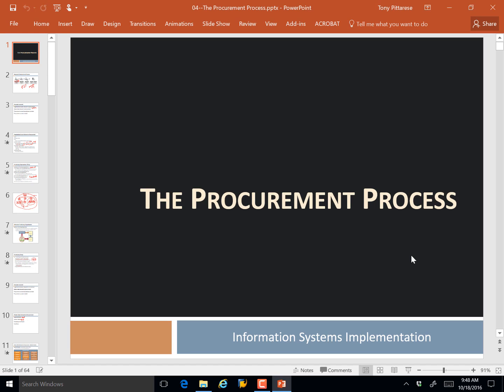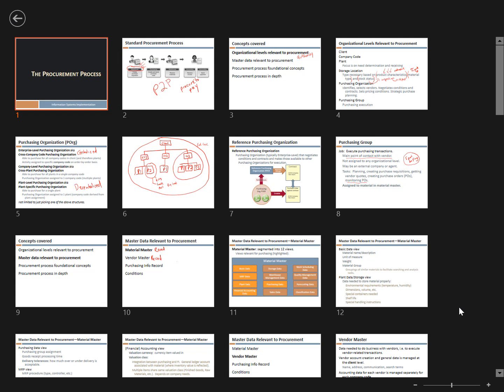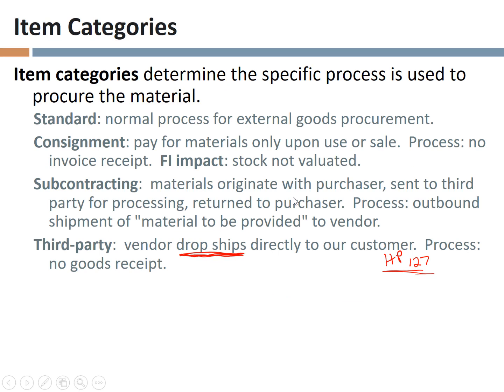All right. Well, then that being the case, we are still talking about the procurement process, and we had left off when we were last together talking about item categories. And the idea here is, other than what we think of as the normal way of purchasing things, which is technically referred to with the item category of standard, there are other ways that, in fact, we can purchase things.